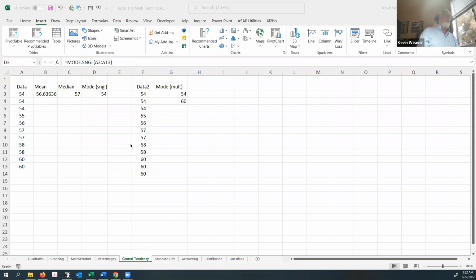So they immediately learn measures of central tendency. The typical 3 would be the mean, also called the average, the median, and the mode.